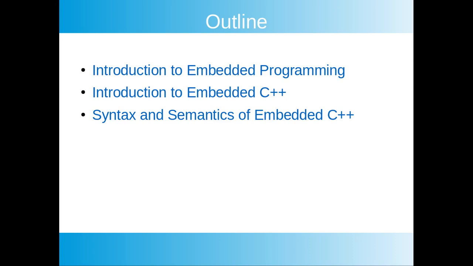And then we will move on to Embedded C++. Embedded C++ is a subset of ANSI C++, and it contains many features of ANSI C++. For optimization purposes, Embedded C++ removed some of the features of ANSI C++, and we will see which features are removed from ANSI C++ to obtain Embedded C++.